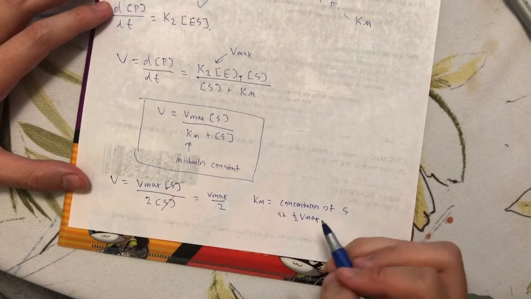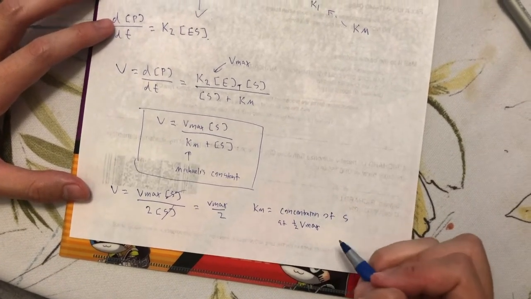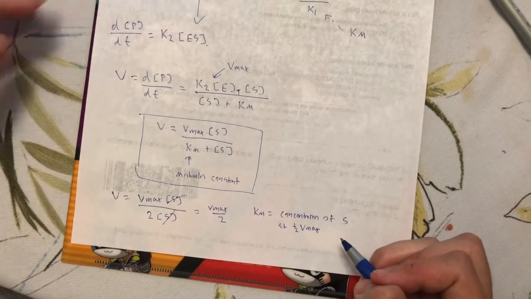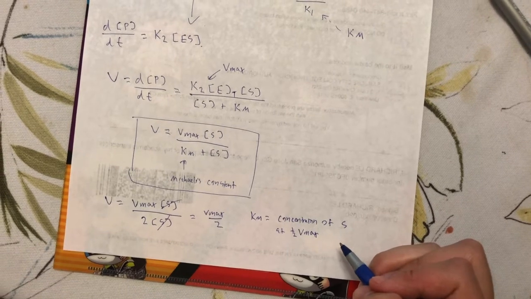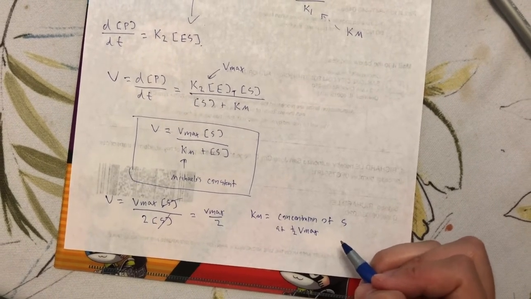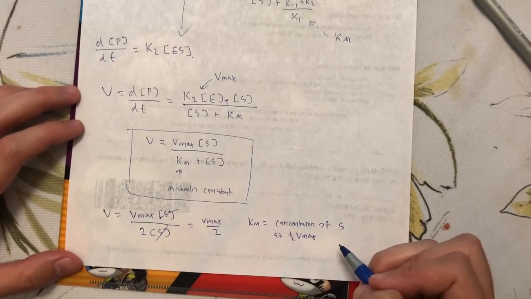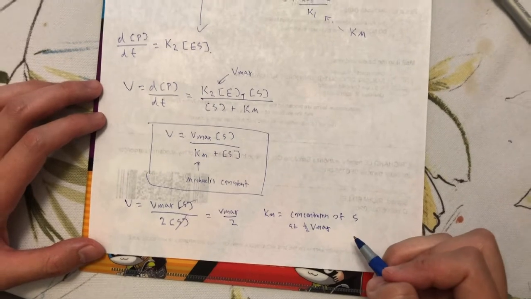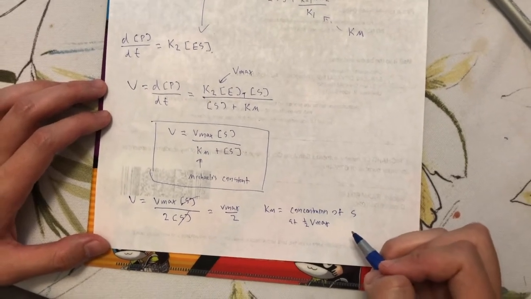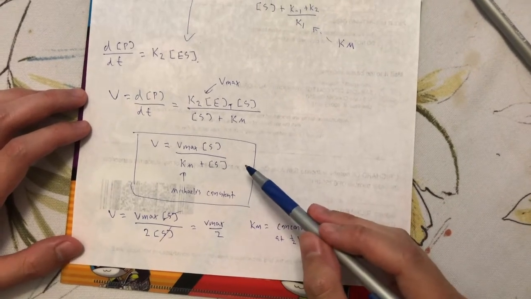Km will also tell us about the enzyme affinity with the substrate. If you have a low Km, meaning a small amount of substrate is needed to reach the half maximum velocity, then you have an increase in affinity for substrate and vice versa. If you have a high Km, or a large amount of substrate that's needed to reach half the maximum velocity, then you have a lower affinity for substrate. And that is the Michaelis-Menten equation derived.